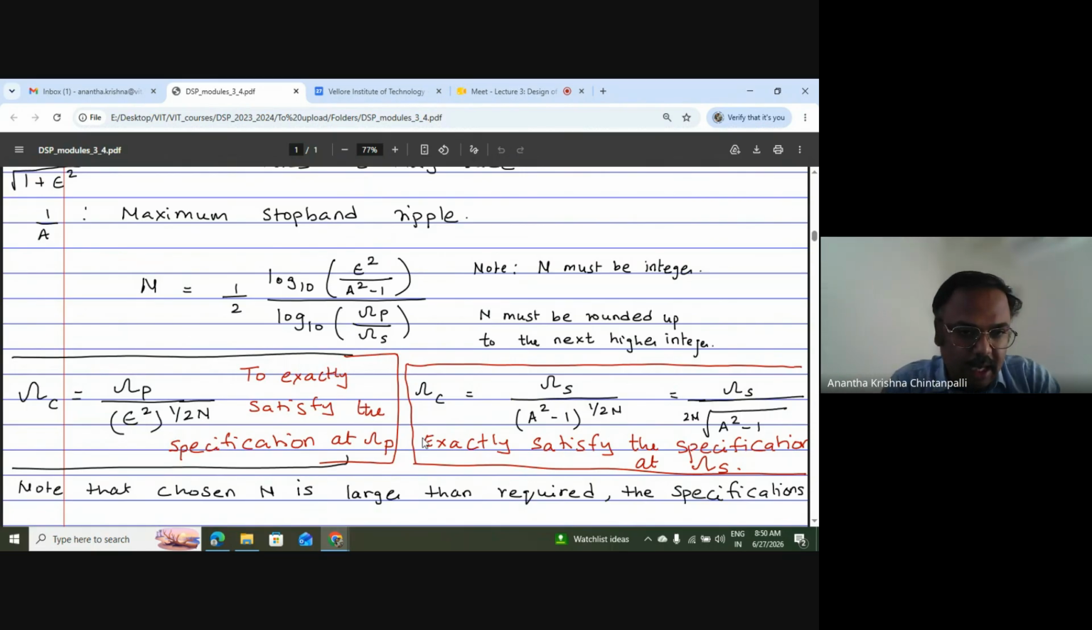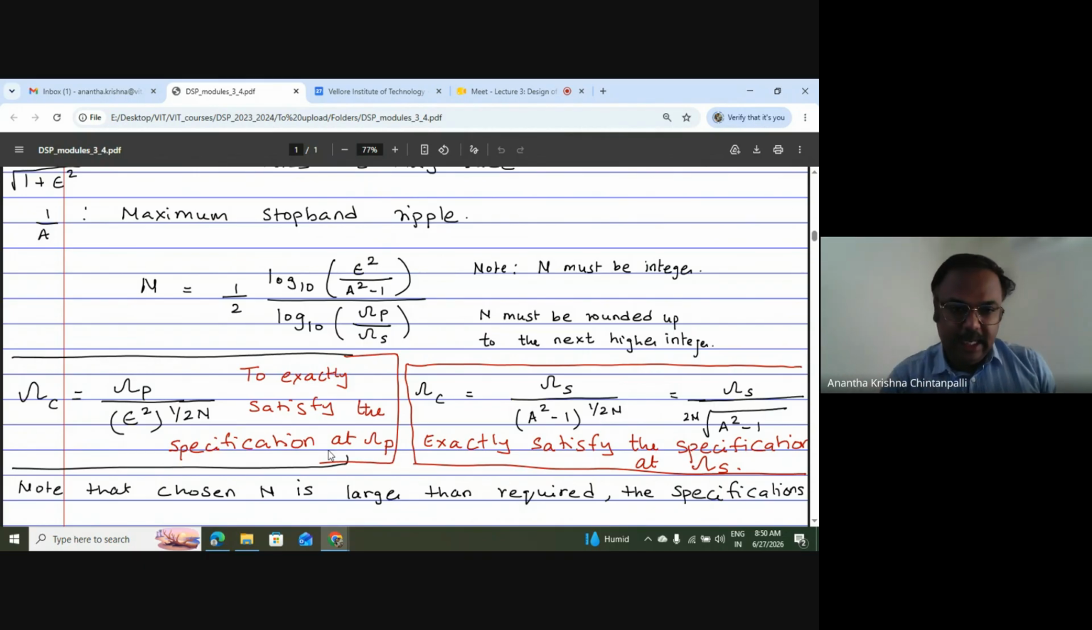Now you need to compute omega c. If you want to match the specification at omega p, which in general we do for a low pass filter because this is the frequency we want to preserve, omega c is computed by omega p divided by epsilon squared to the power of 1 over 2n. If you want to match the specification at omega s, then omega c is given by omega s divided by a square minus 1 to the power of 1 over 2n.